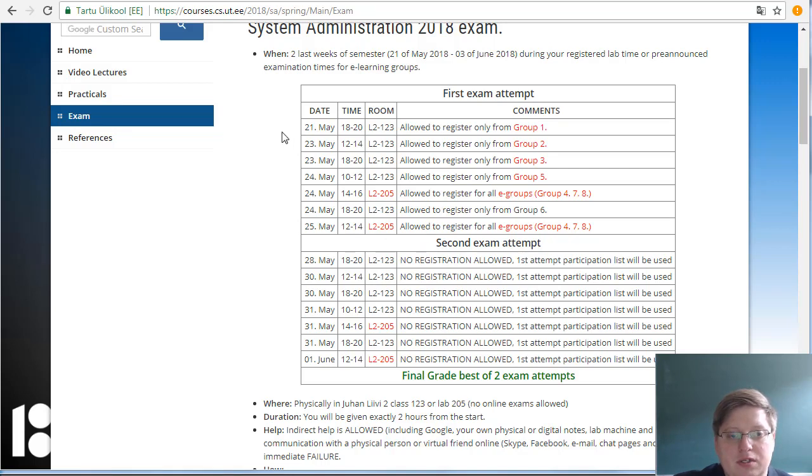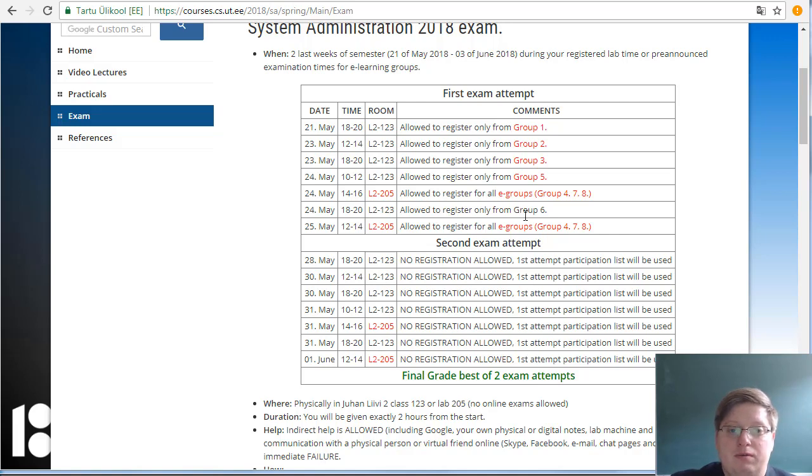So as you see, the first exam will be held on the 21st of May, at 6 p.m. in the evening. You will have exactly 2 hours to do the exam. So please come about 10 minutes before your exam starts to set up your system and work environment. You only have to register for the first examination attempt. You will be given in total 2 exam attempts and your final grade will be the best of the 2 attempts.